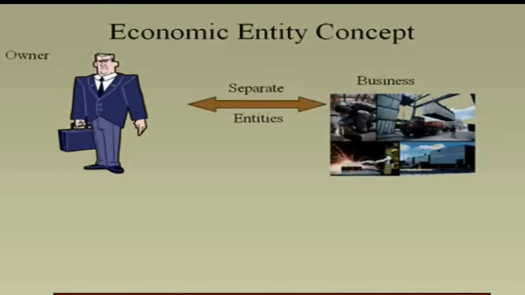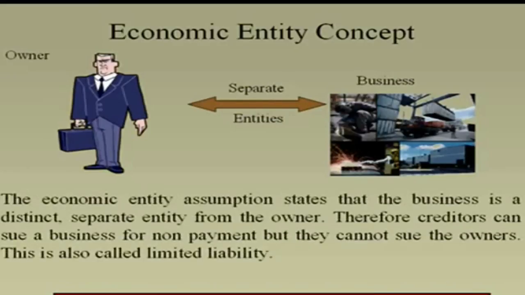So, if the owner and the business are distinct and separate entities, what is the implication? As I said, let me repeat. The economic entity assumption states that the business is a distinct, separate entity from the owner. The implication is creditors can sue a business for non-payment, but they can't sue the owners because the owners are considered a separate entity. This is also called limited liability.